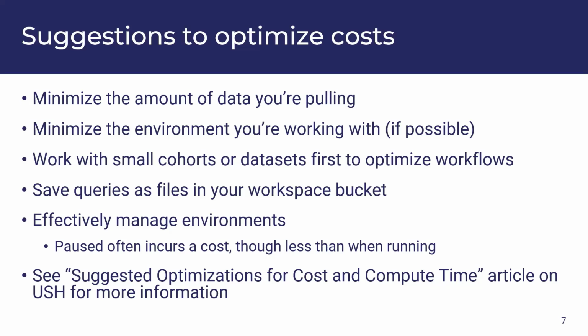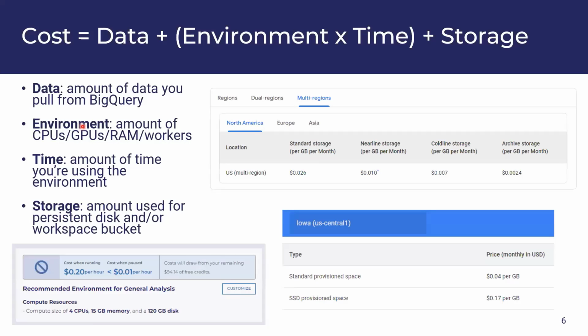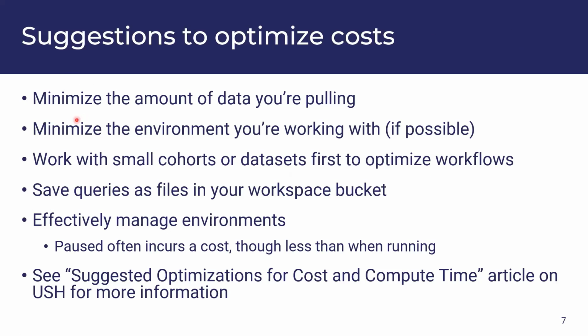Just some suggestions here. It's hard for us to give really concrete advice for every single scenario, but these are generally good for most. The first being, you want to minimize the amount of data that you're actually pulling in, and that will theoretically decrease your environment costs as well as your data costs. If you minimize the amount of data that you're pulling, you'll need a smaller environment to actually analyze that data. That said, though, you don't want to have a really, really tiny one, because you'll probably make things go slower. And if you don't have enough RAM, you'll encounter kernel errors.